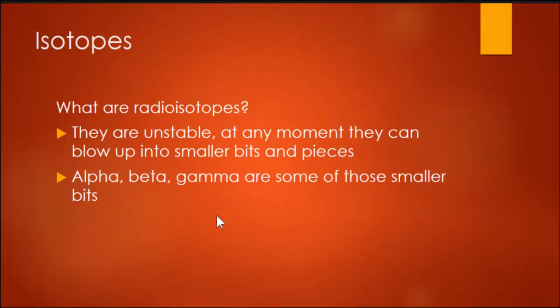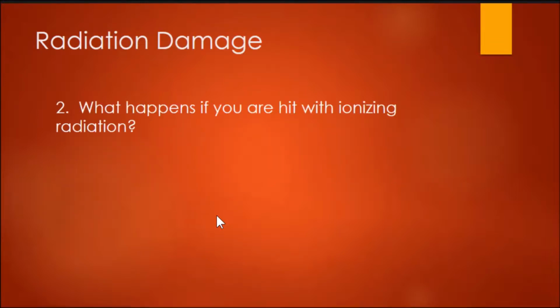Some of those teeny tiny particles that come out are alpha, beta, gamma. So what happens if you're hit with ionizing radiation? Think, ionizing radiation. My honors chemistry students have trouble with this. If you're ionized, what do you become? An ion. Yes, an ion. If you become an ion, it changes you. So atoms, when they become ions, can be changed. And if you change an atom, you change the way it works.